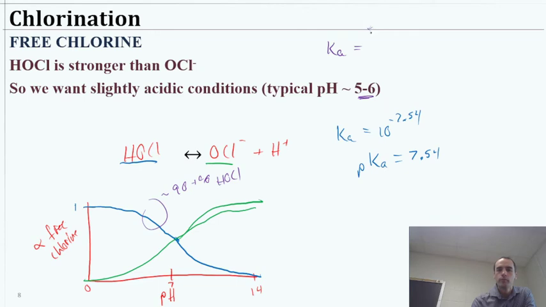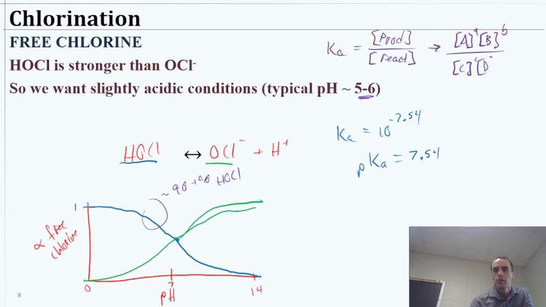So what this looks like mathematically is this, where that's A to the A times B to the B, molar concentrations here. We don't always have A, B, C, and D. So in this case, it would be 10 to the negative 7.54 equals H plus times OCl minus divided by HOCl.